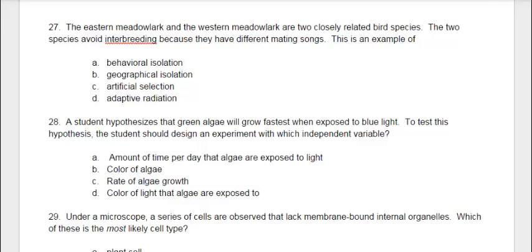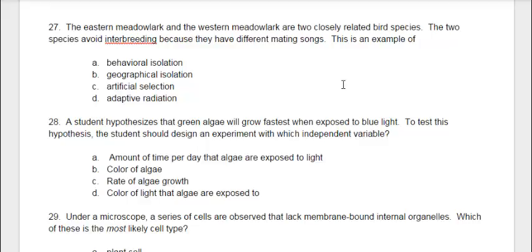This is the Part 2 of the Biology Semester 1 exam. 27. The eastern meadowlark and the western meadowlark are two closely related bird species. The two species avoid interbreeding because they have different mating songs.